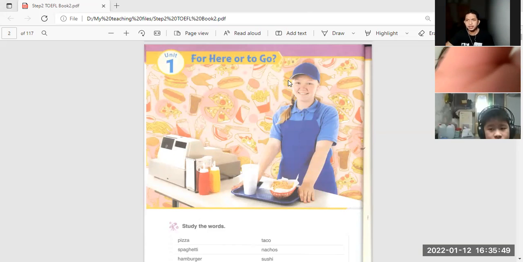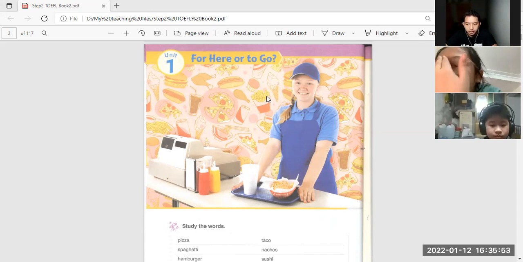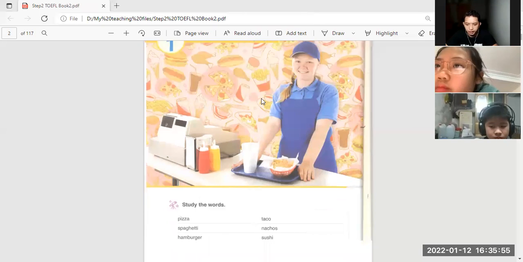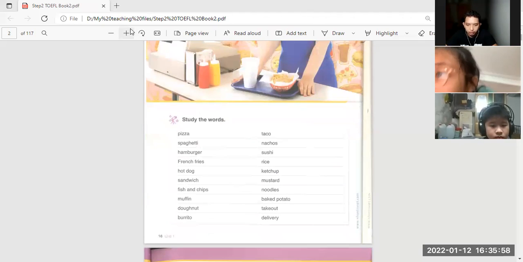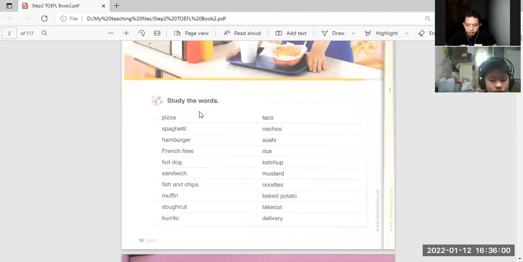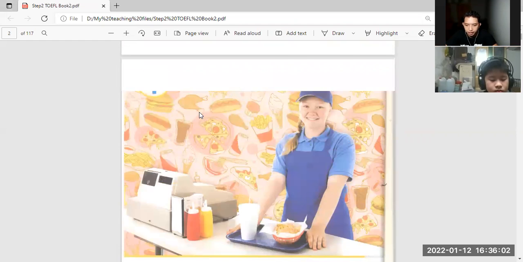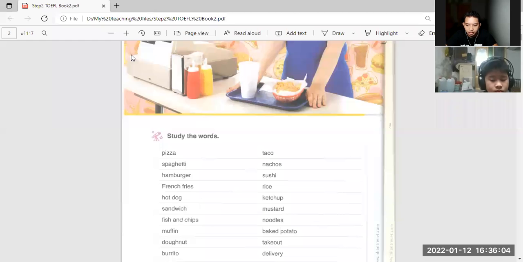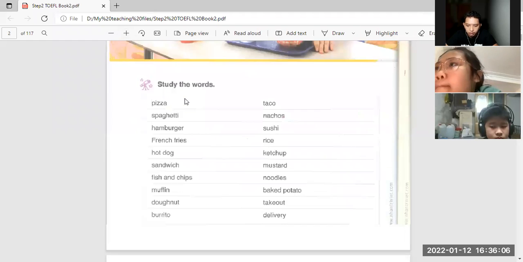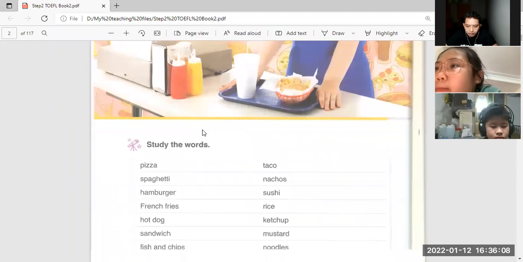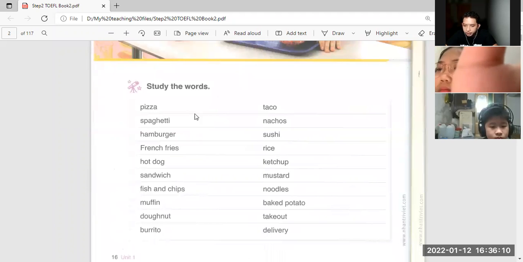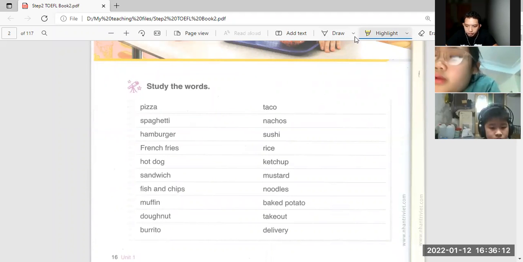So we will start now. On today's lesson, you are going to study about unit one, for here or to go. Let's look at in here. We have some words related to for here or to go. Okay, let's study the words. We will start from this one.